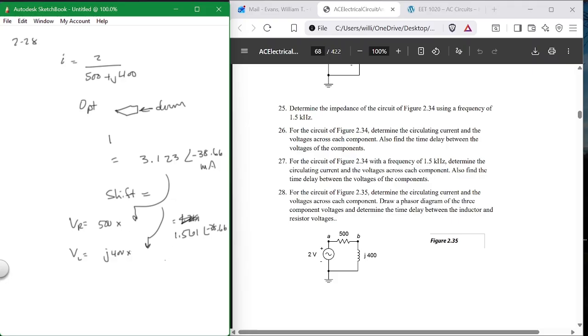So that's our voltage across our resistor. What is our voltage across our inductor? It's 400I. You've got to put the 400 first. 400I times 3.123 milliamps at angle minus 38.66 equals, option down 1 equals, down equals. 1.249 at angle 51.34 degrees. Okay.